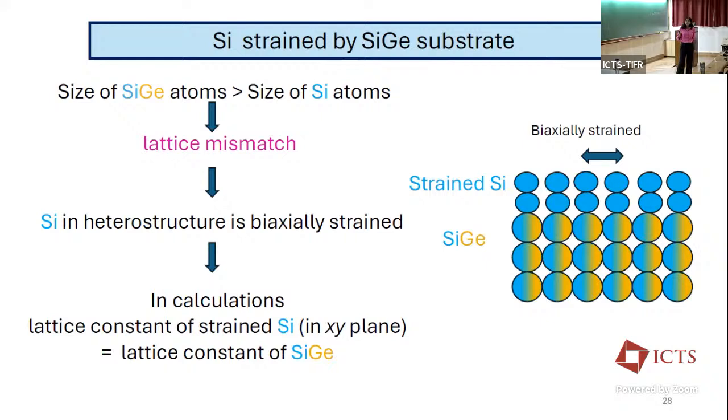So the size of silicon germanium atoms is larger than the size of silicon atoms. So when silicon is deposited on silicon germanium, it will be under strain. It will be biaxially strained, stretched to match the lattice constant of silicon germanium in the XY plane, and in the Z direction it will be relaxed. So there is a lattice mismatch between the two, which leads to biaxial straining of silicon. And so I have put the lattice constant of strained silicon in the XY plane equal to the lattice constant of silicon germanium.